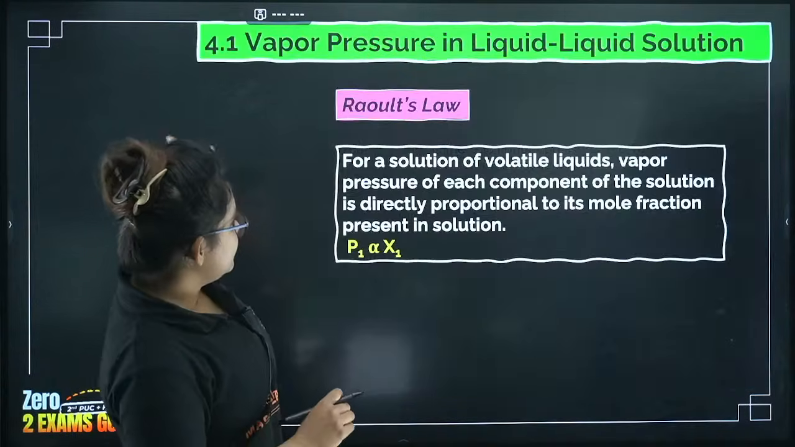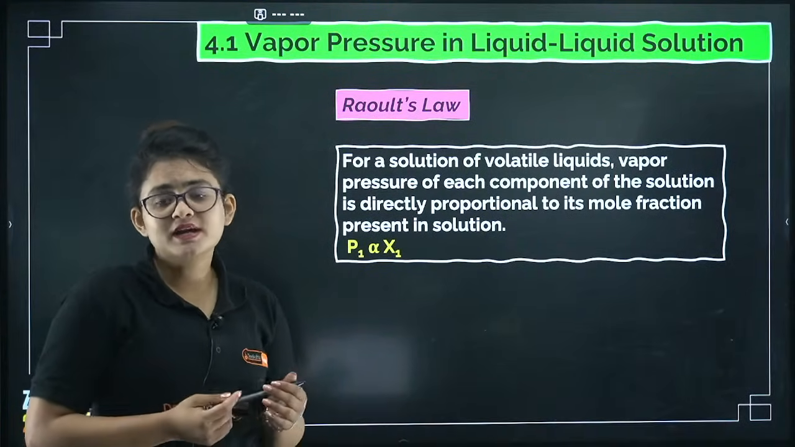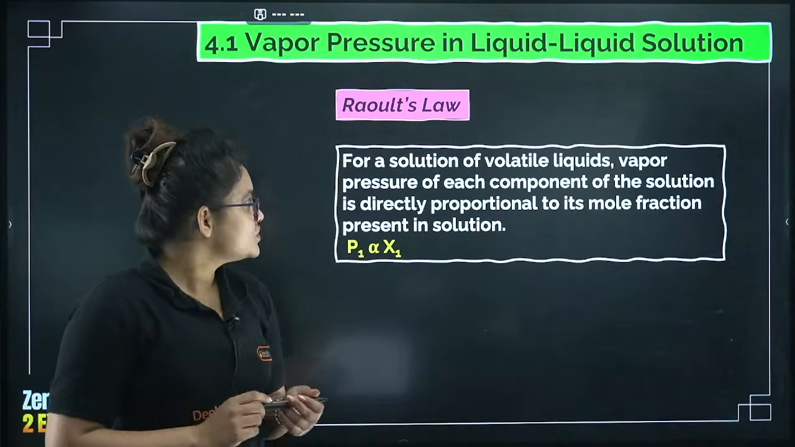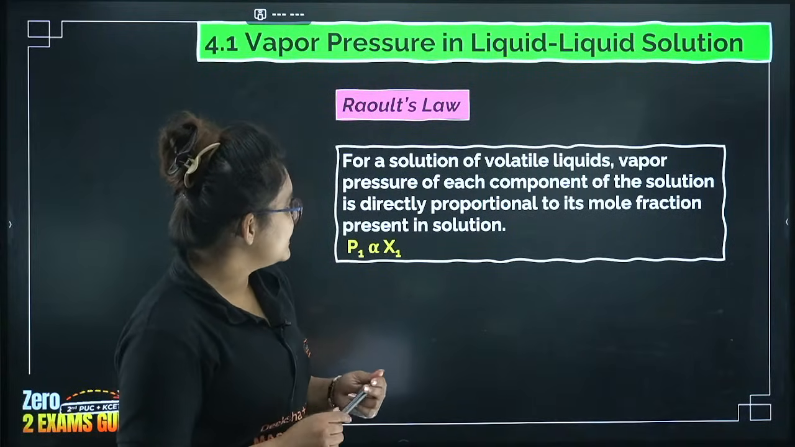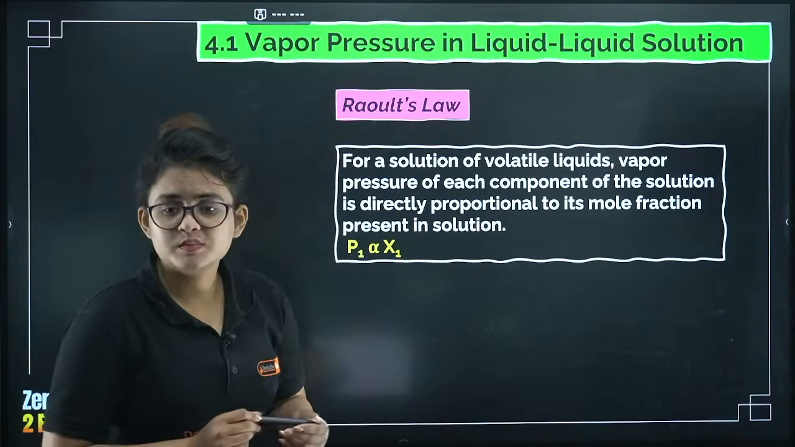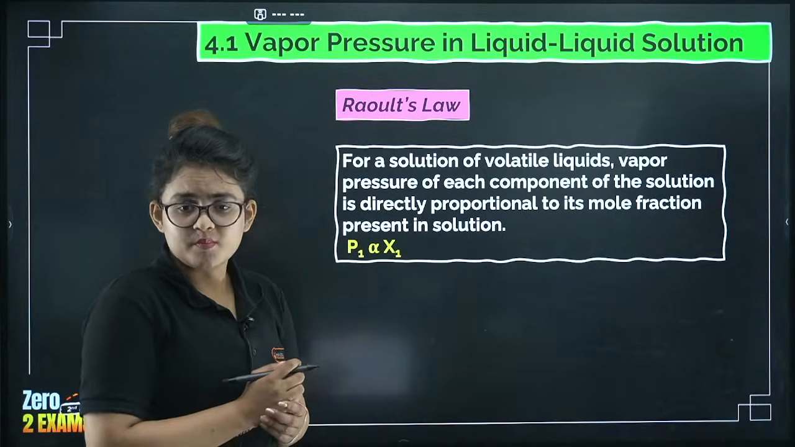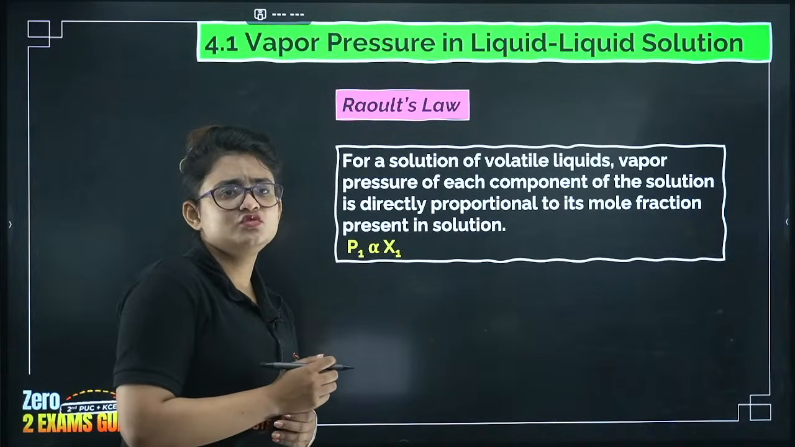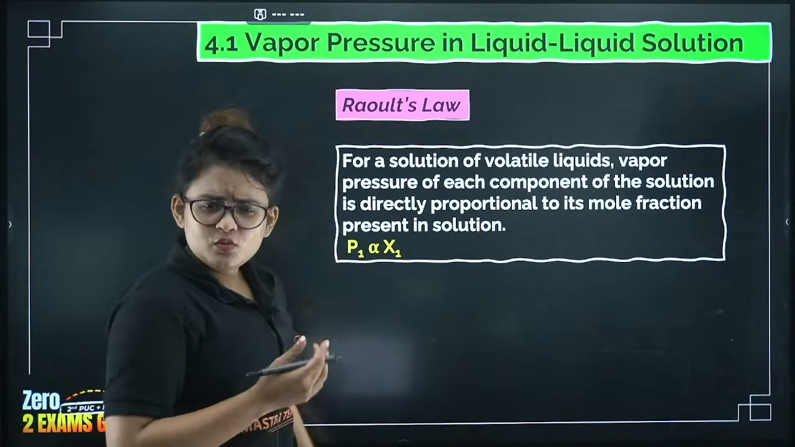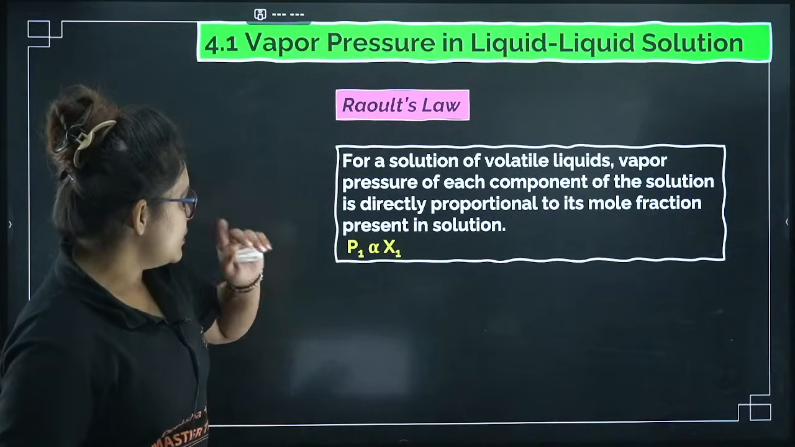Let's proceed further. Here you can see this is Raoult's law. Whenever it comes to the matter of liquid solutions, Raoult's law comes into place. For a solution of volatile liquids, the vapor pressure of each component of the solution is directly proportional to its mole fraction. Raoult's law's direct statement usually doesn't come in exams. Basically, you can expect numerical type problems from Raoult's law. Okay, so I guess it's clear.